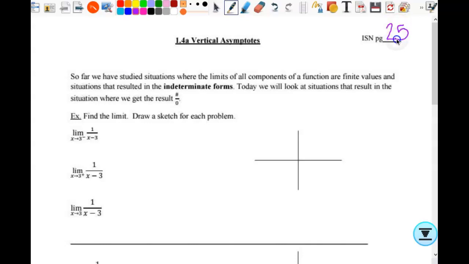525 when we're done. In AP Classroom, this goes with section 1.14 or topic section, whatever it's called in there. It's topic 1.14 in there. We're going to look at vertical asymptotes.